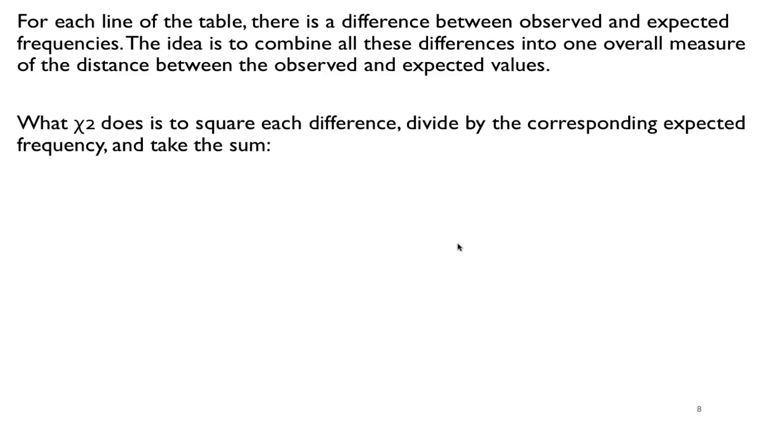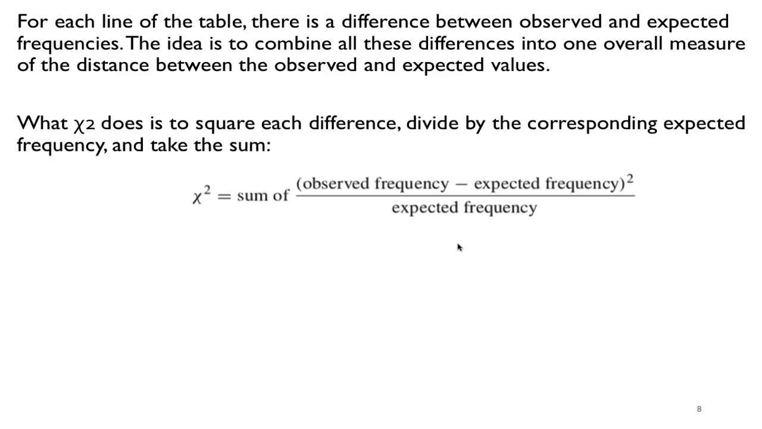Okay, so the chi-square formula is going to help us do this. Here's the formula. We're going to take the sum of the observed frequency minus the expected frequency, squared, divided by the expected frequency. So for each line of the table, we take the observed minus the expected, square the answer, divided by the expected, and then we sum all of this up among all rows of the table.